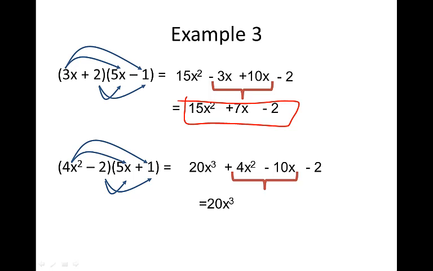Ah, did I get you? We cannot combine those terms. I see that quite often. So 4x squared minus 10x, these don't combine, they're not like terms. So our final answer is just this piece right here. 20x cubed plus 4x squared minus 10x minus 2, and again, it's written in a nice descending order. Descending order, the exponents go down each time. So we have 3, 2, 1, and then 0.